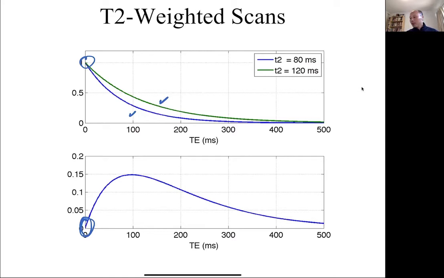On the other hand, if we wait too long, if we make TE really, really long, then both of them have gone to 0. And so once again, if we look at the difference, it's going to be very, very small. So once again, we see that there's sort of a sweet spot here. And in this case, we see that maybe TE around 100 milliseconds is good. And once again, as a rule of thumb, you could just take the average.